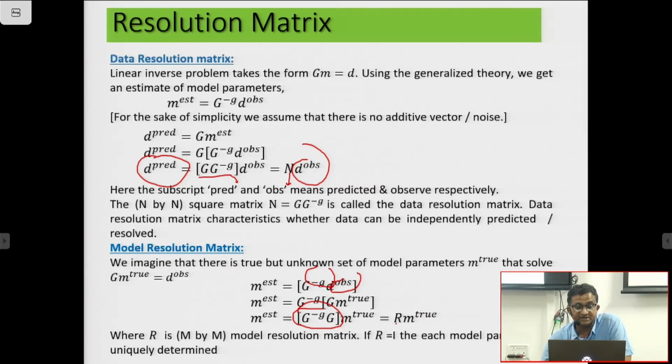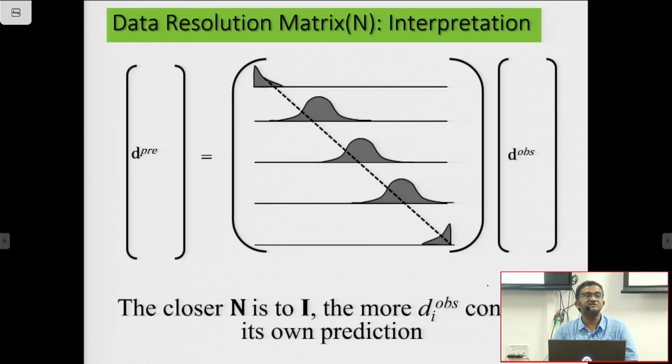When the model resolution matrix is equal to the identity matrix, then your estimated model parameters are equal to your true model parameters. So by evaluating this model resolution matrix and the data resolution matrix, we can have some idea about how close our estimation is to the true one, and what error is associated with it. And by evaluating this, we can see how the predicted data is related to your data observations, and how the elements of your data resolution matrix have been distributed over the panel.